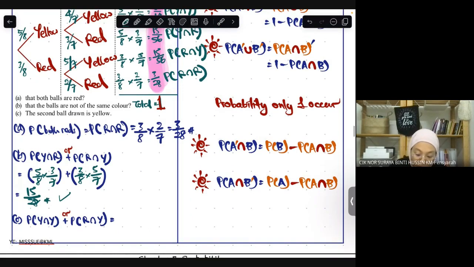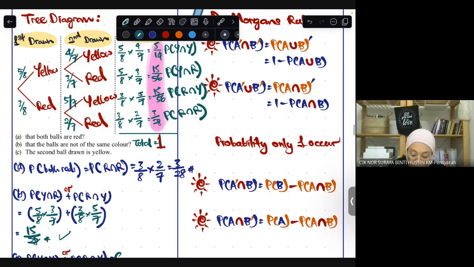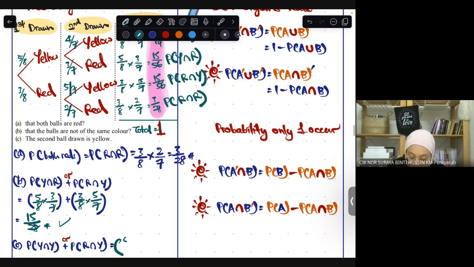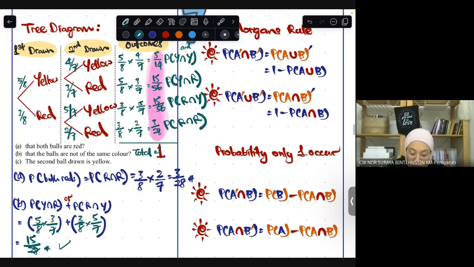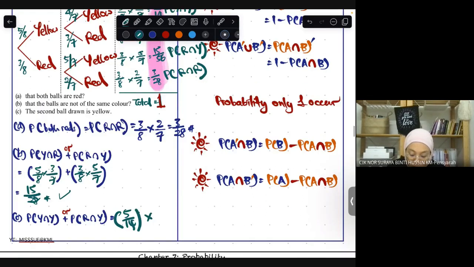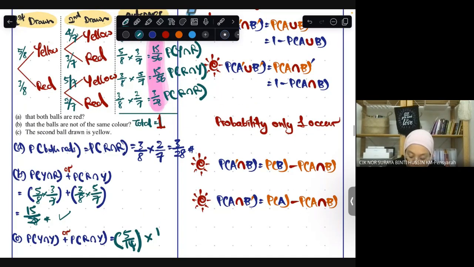I think sangat faham lah kita bahawa kita keluarkan dia punya probability. So yellow adalah 5/14, darabkan dengan, tadi you dah kira kan, 5/14 darabkan dengan 15/56. Jadi jawapan dia adalah, bukan darab tau, hati-hati. Bukan darab, dia mesti tambah. Okay, sebab saya dah kira dah tadi di atas ni. So the answer is 5/8.